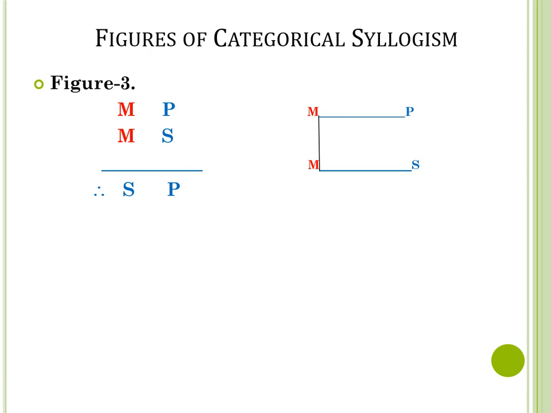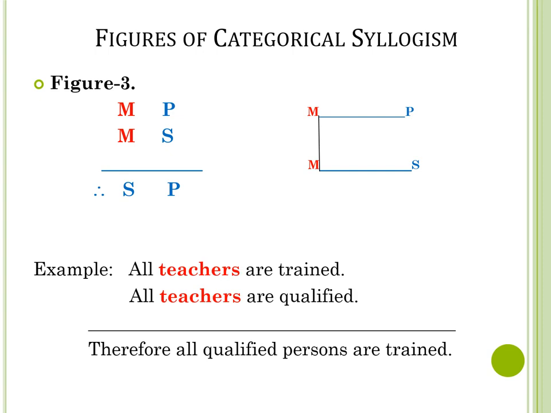Now we come to figure 3. It represents C, where the middle term stands as the subject of both the premises, that is the major premise and the minor premise. Let us take an example. All teachers are trained. All teachers are qualified. Therefore, all qualified persons are trained. Here teachers is the middle term. It stands as the subject of both the premises, that is, the major premise and the minor premise.